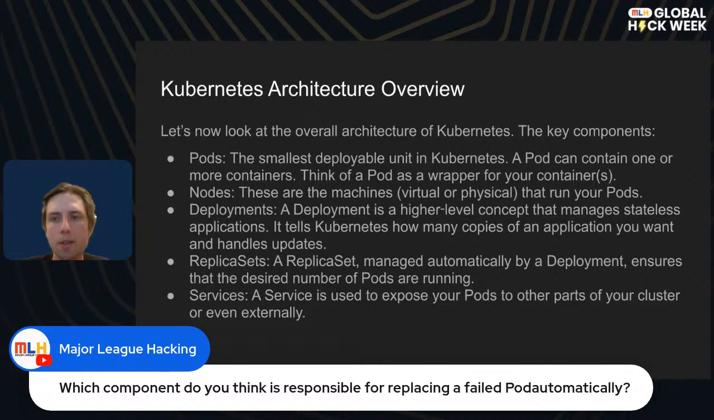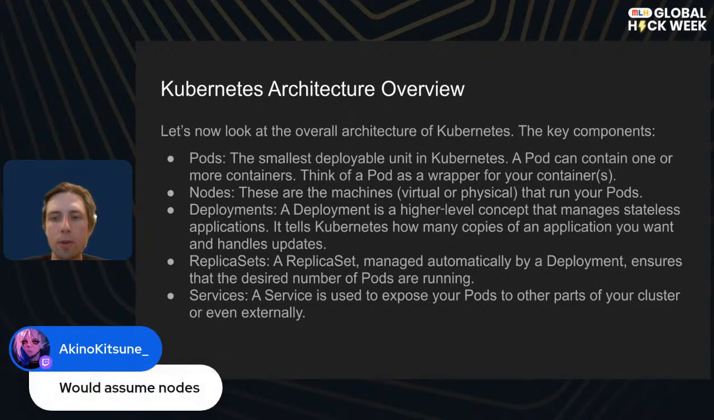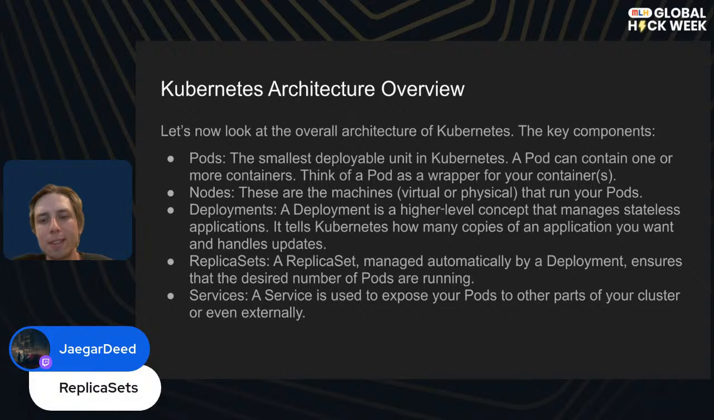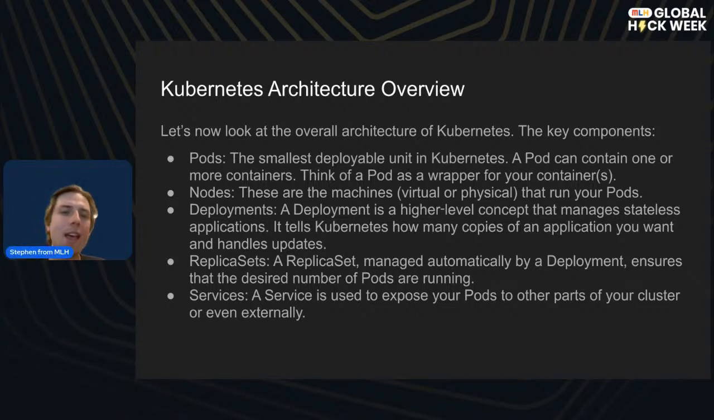Okay, so we have two answers. The first answer is nodes. We have two votes for nodes, actually, Sandra and Kitsune, because they're saying that nodes are the things that run your pods, which makes sense. But the other answer, also with two votes, Jager and Sunny, was replica sets. And that's actually the correct answer, because a replica set is ensuring that the desired number of pods are running. So let's say one of your pods were to crash. The replica set would automatically start a new one.